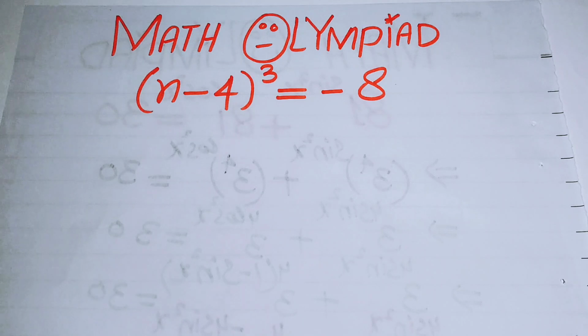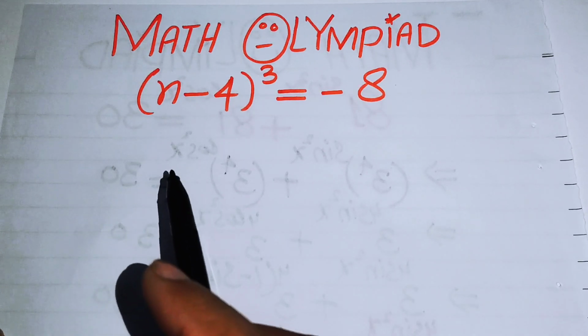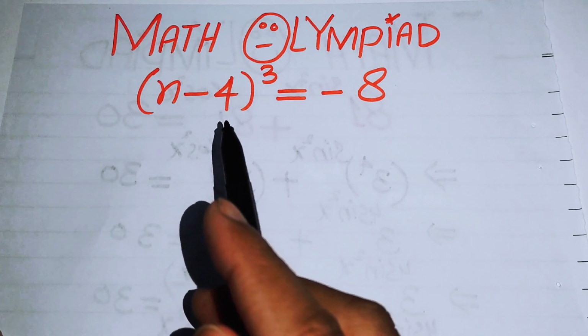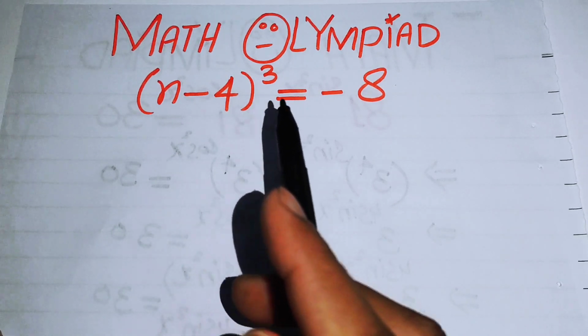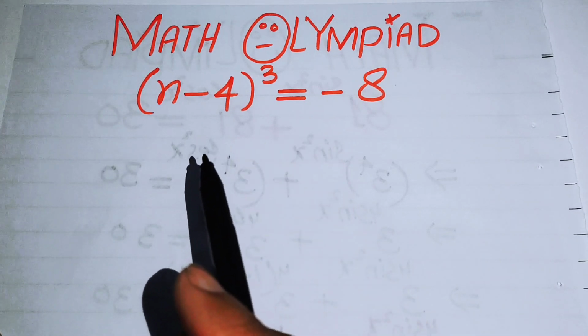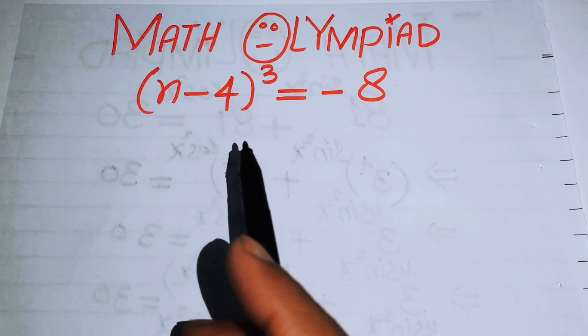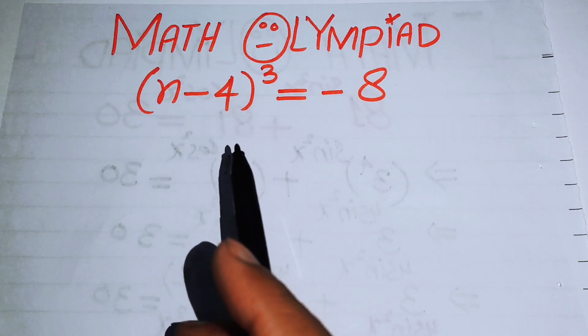In this video we are going to solve this nice algebra problem, and here we have (n minus 4) whole cubed equals minus 8, and we will solve this problem for the values of n. So here we find all the roots of this nice cubic equation.